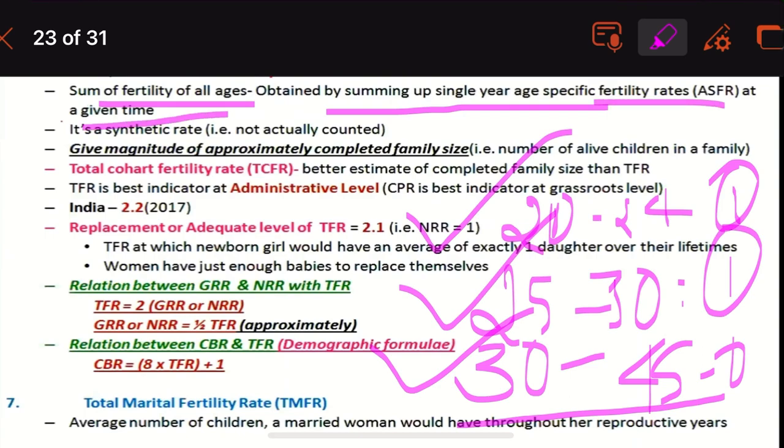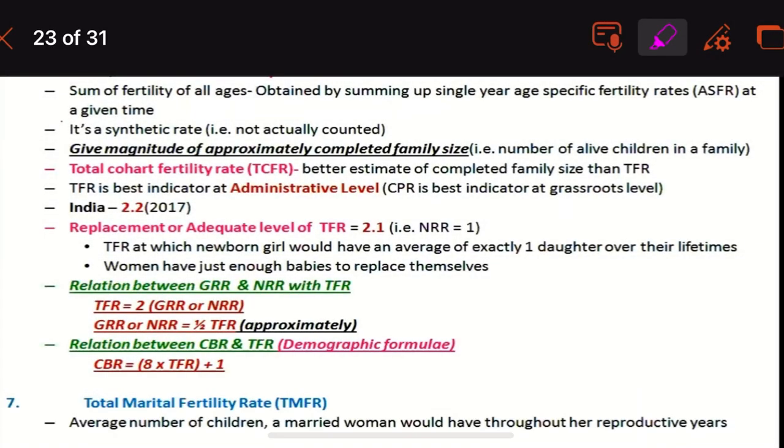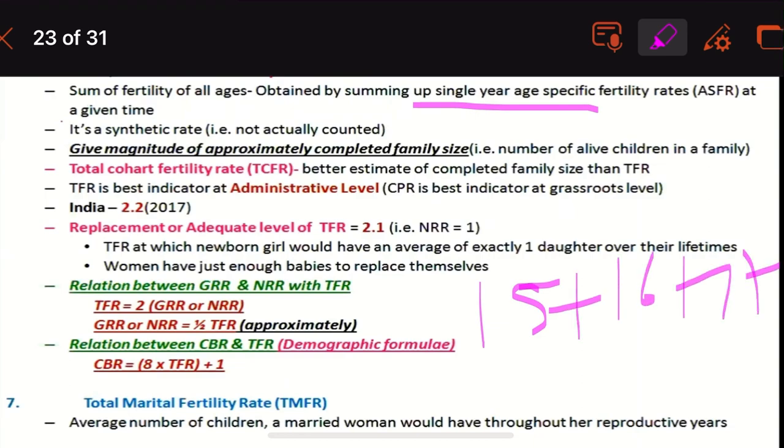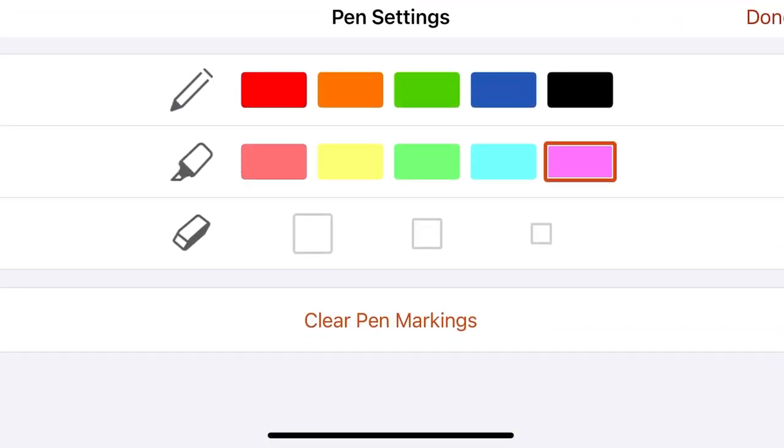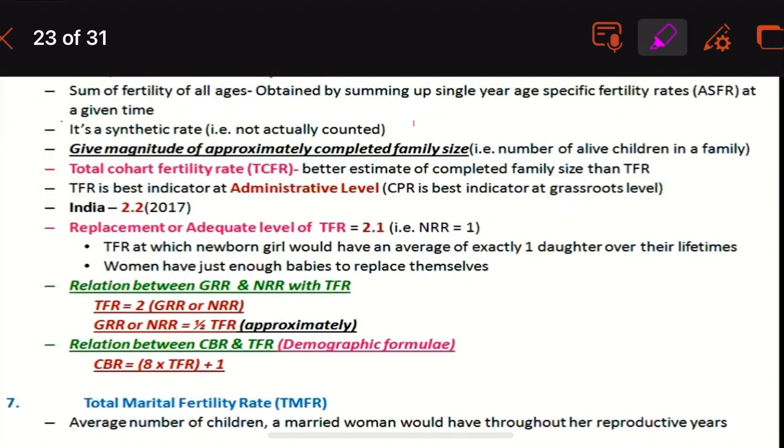So what you're doing is, if she's passing through all her reproductive ages, you see how many children she's giving birth to, and you consider single year age-specific fertility. 15 years, 16 years, 17 years. Did she give birth? Yes. Did she give birth? No. Yes. This is how you're going to calculate it, for 18, 19, up to 45, divided by 1000. Now, you're not actually calculating it. You cannot take a single female and follow her like this; it's just theoretical. You practically cannot perform this study or calculation. It's just a synthetic rate, it is not actually counted.